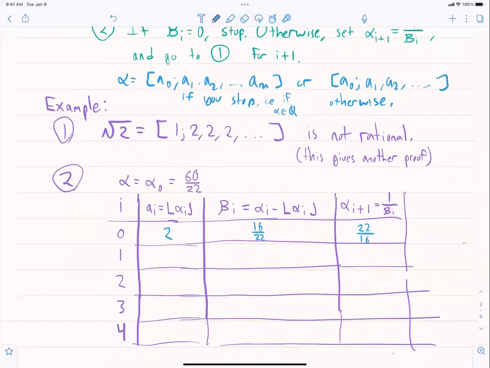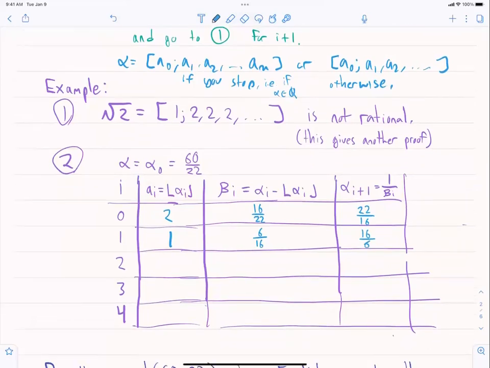Now I take the fractional part of 22 over 16, and I just get 6 over 16. And then I take the integer part, so the floor of 22 over 16, and I get 1. Then the reciprocal is 16 over 6. Now the integer part, the floor of 16 over 6, is 2. Then I take the fractional part, this is 4 over 6.